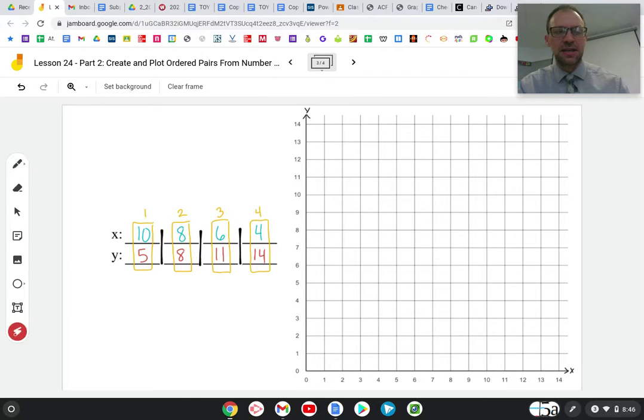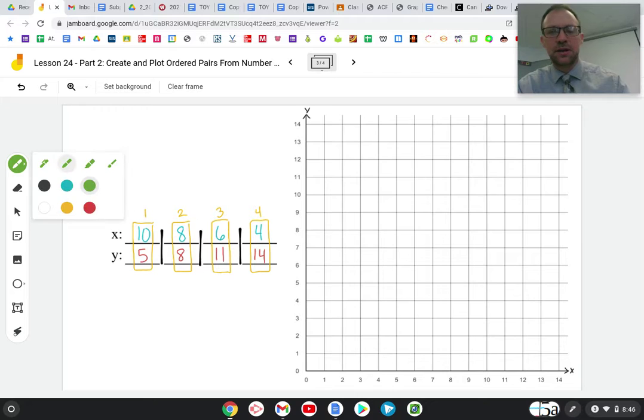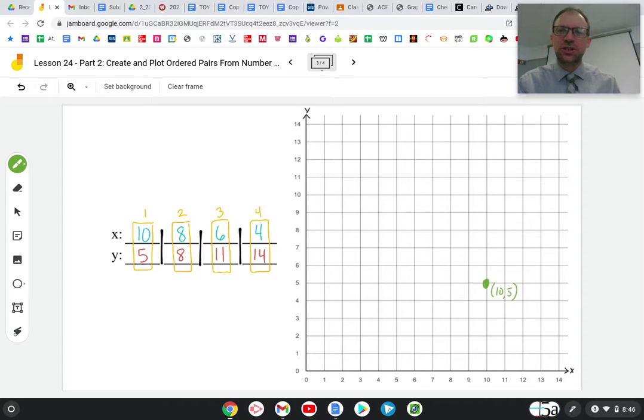So let's find 10 on the x-axis and go up to 5 on the y-axis, and there we have our point right there. We're going to call that 10, 5 in parentheses. Always important to label your points. Now, can you predict in which direction this line is going to slope based on the next ordered pair? Go ahead and see if you can visualize or even plot out with your finger that ordered pair. Which way will this line slope?